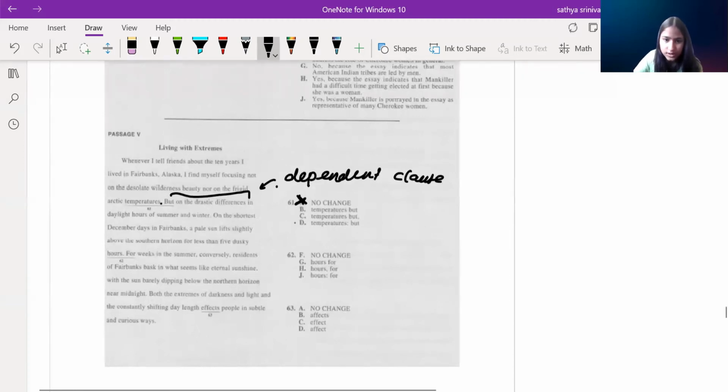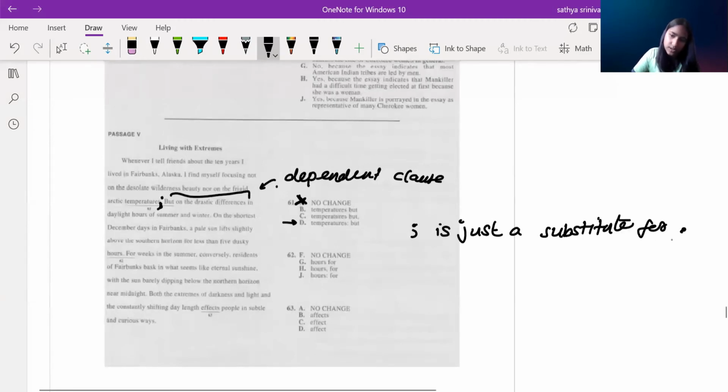Moving on to, let's look at D. Now remember that a semicolon is just a substitute for a period, right? So again, if we put a semicolon here, this is a dependent clause. You can't have it by itself. So the semicolon cannot work, right? A semicolon is just a substitute for a period, so if a period doesn't work, a semicolon's not going to work.